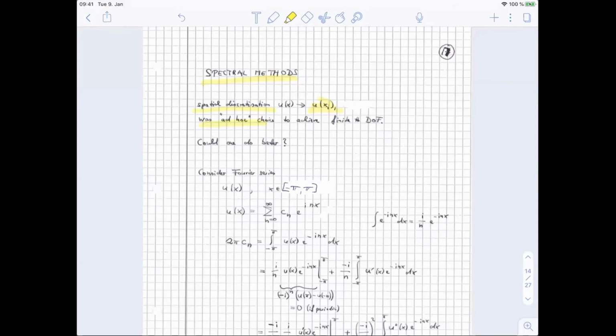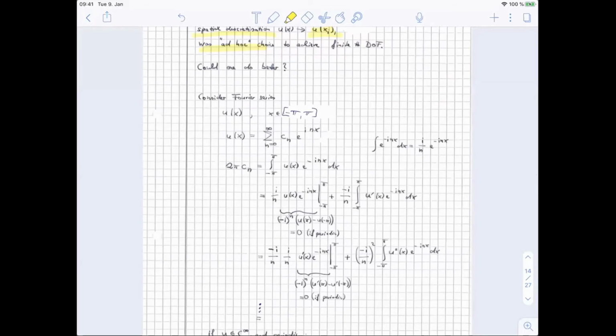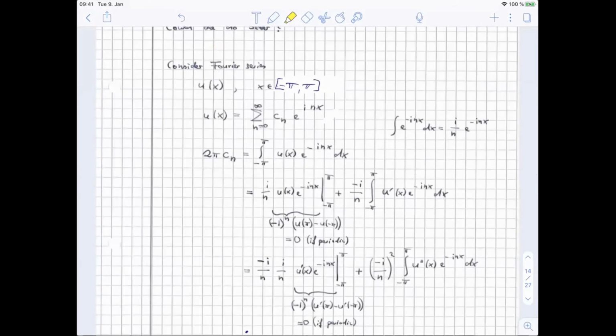But before going to grid point choices, let's just consider Fourier series first. So let's take a u of x, where x goes from minus pi to pi, and let's try to expand u as a discrete Fourier series. It's discrete because our interval is of finite size. The coefficients can be computed by an integral of u of x times e to the minus I n x.